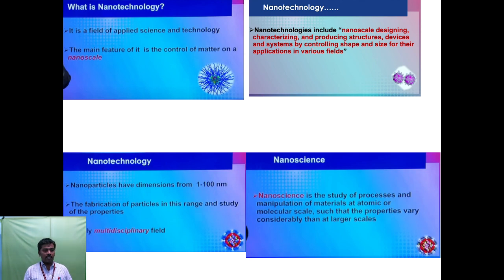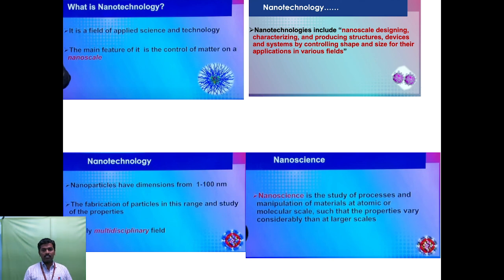So nanoparticles have dimensions from 1 to 100 nanometers. Nanotechnology is the fabrication of particles in this range and the study of their properties. So nanotechnology is a multidisciplinary field because of all the disciplines involved in it. It's not only a technology field, but also all the branches, especially science branches.